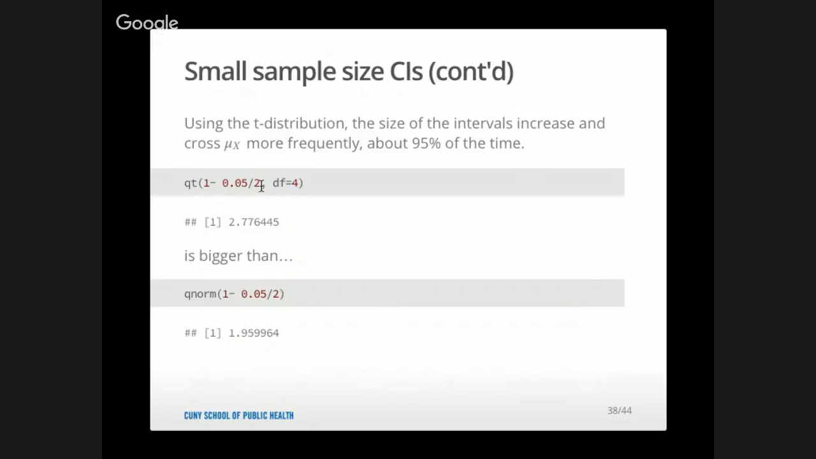Just to see how big that difference is, the 97.5th quantile of the t-distribution with 4 degrees of freedom gives you a critical value of 2.77 compared to the 1.96. So this is how much bigger the margin of error is using the t-distribution than the normal distribution. So 2.77 over 1.96, that's about 35% bigger. The confidence intervals are about that much bigger using the t-distribution.